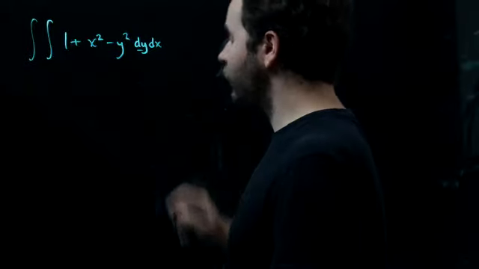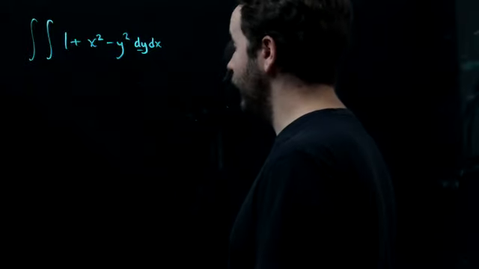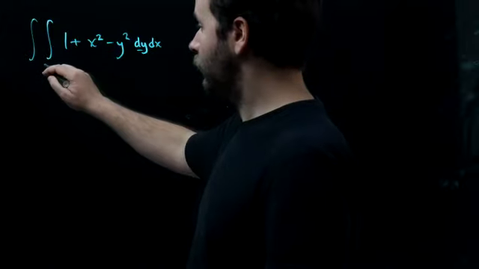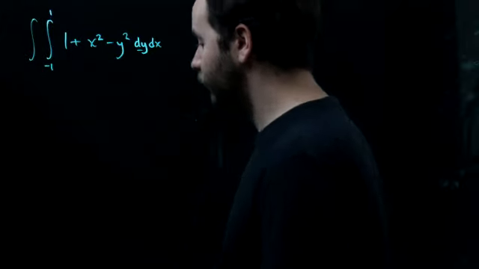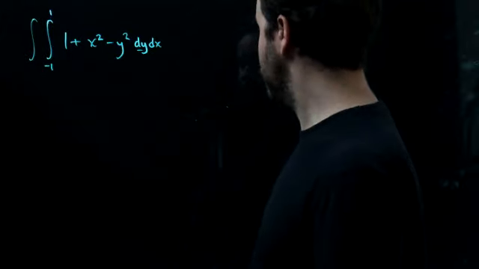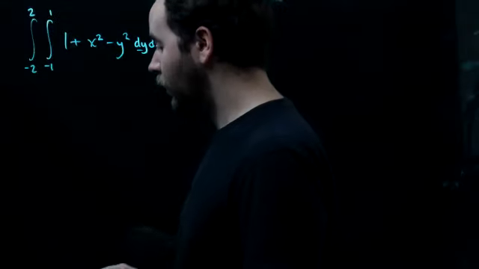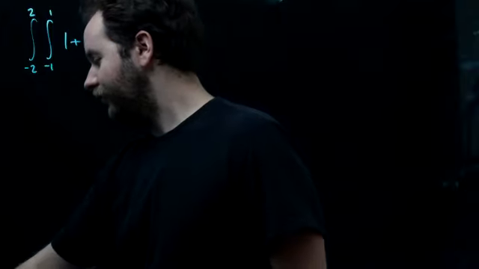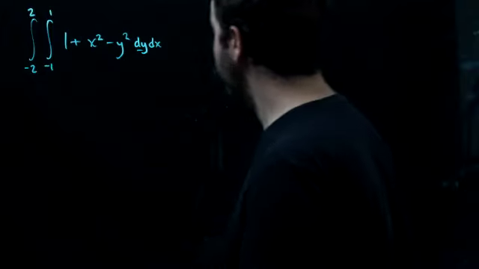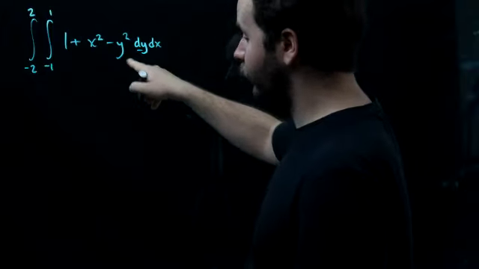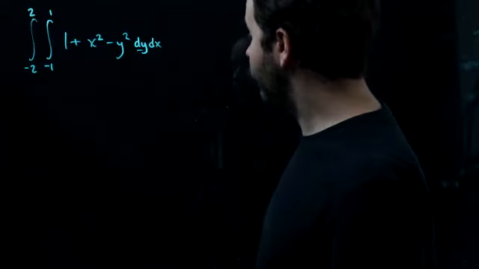So we're doing dy first. What are your bounds on y, Logan? -1 to 1, right? So those are your innermost bounds. They go there, okay? And then your bounds on x go from -2 to 2. So those go there. Now you integrate this with respect to y, because the first differential on the inside here is dy.